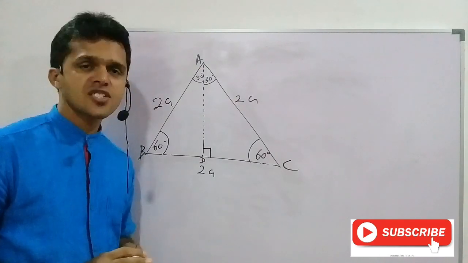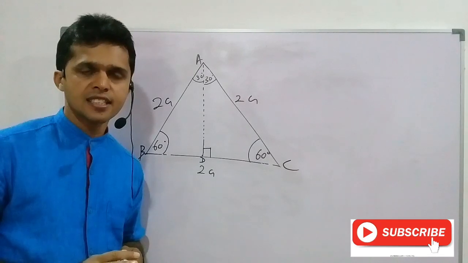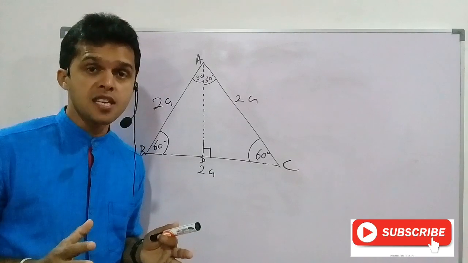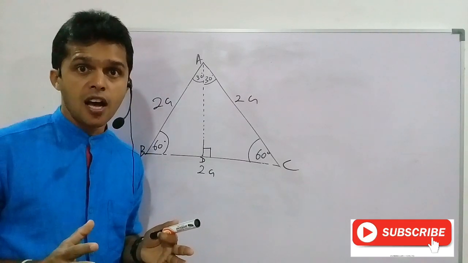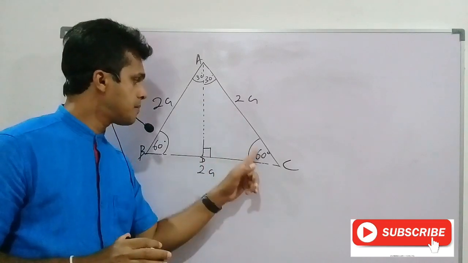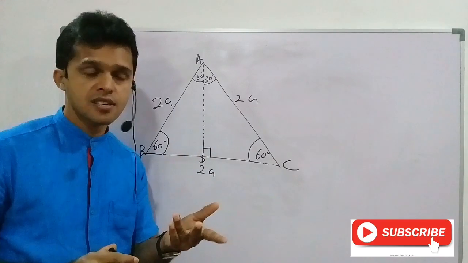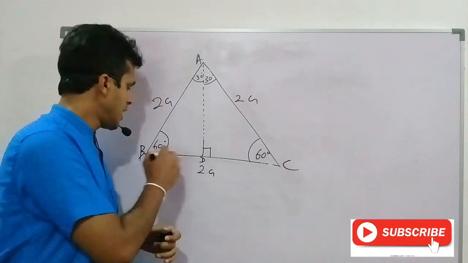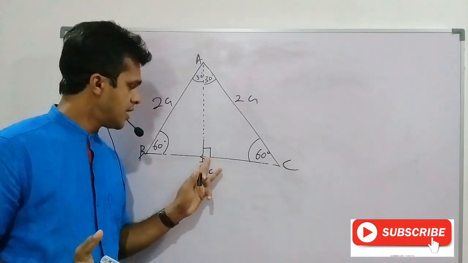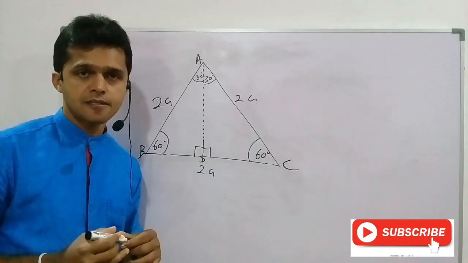You know that the sum of the interior angles of a triangle should be equal to 180 degrees. So 30 plus 60 is 90, 90 plus 90 is 180 degrees. So this is 90. BDC is a straight line, therefore this is 90. This angle should be equal to 90.